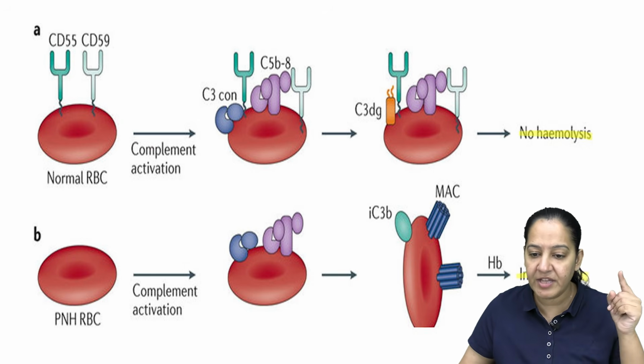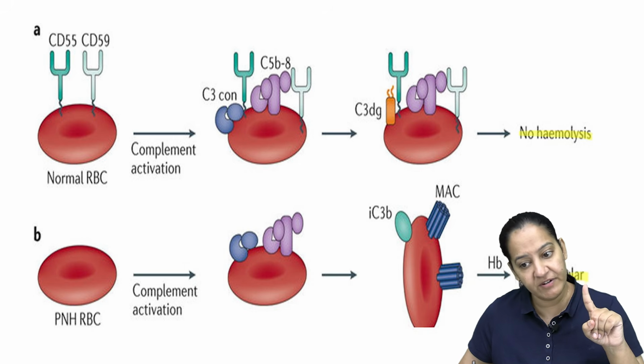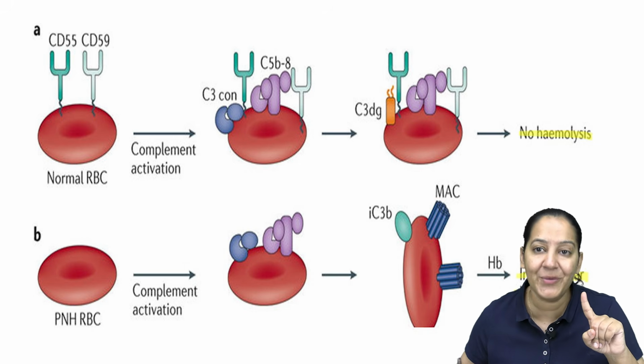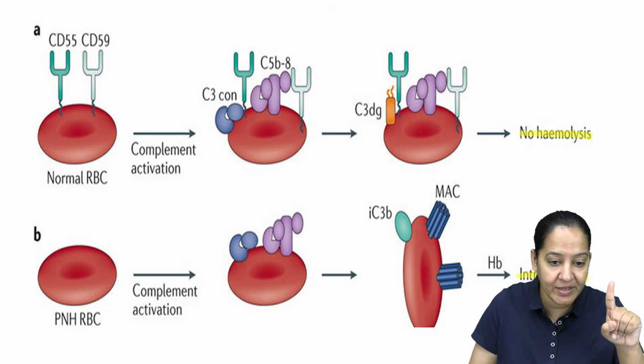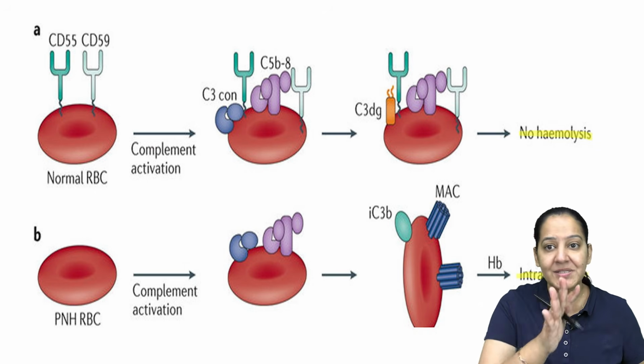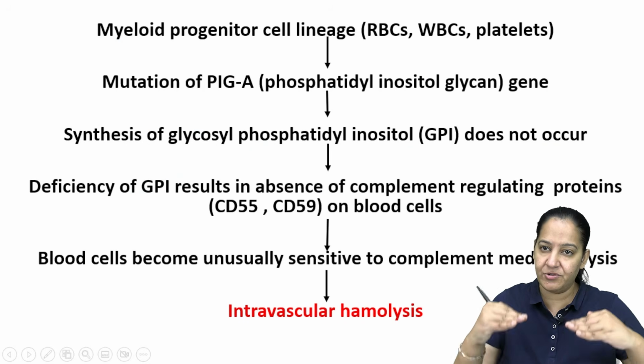Whenever the RBC gets ruptured, the hemoglobin will be leaked. This hemoglobin will go in urine, leading to hemoglobinuria. So it's nocturnal, during the night, hemoglobinuria. It's paroxysmal nocturnal hemoglobinuria. The same thing is written in the form of the flowchart.